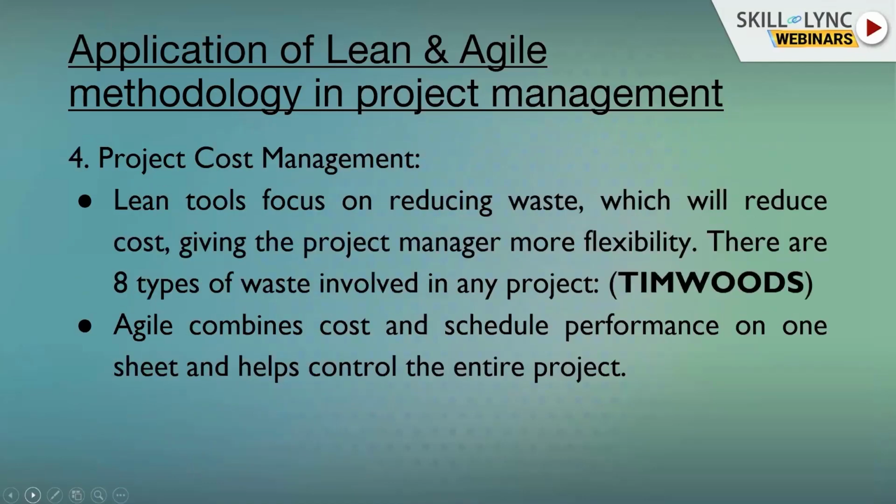the next knowledge area is project cost management. Now, cost management encompasses several specific functions of project management, including estimating, job controls, field data collection, scheduling, accounting, and design also. Now, Lean tools focus on reducing waste, which by default will reduce cost, giving the project manager more flexibility. A company with effective cost reduction activities in place will be better positioned to adapt to shifting economic conditions. The most helpful thing from Lean in this area is the TIMWOODS model.